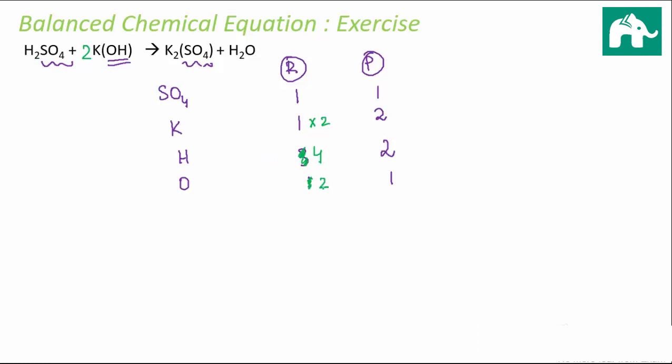So now let's balance hydrogen. In order to balance hydrogen, we multiply by 2 on the product side. So this is where we multiply by 2. As we do that, the number of oxygen atoms on the product side gets altered and it becomes 2. So oxygen gets balanced. So therefore, this is a balanced chemical equation.